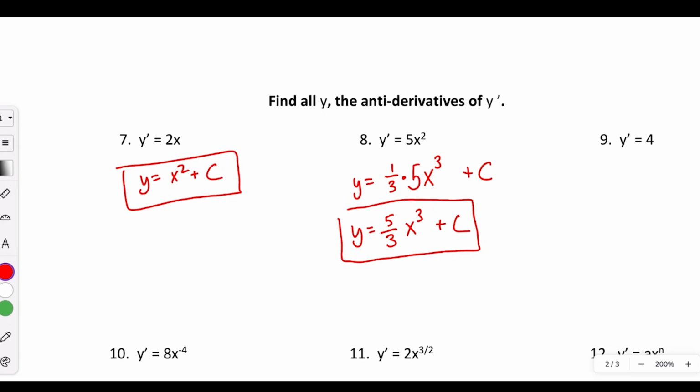Now let's do an easier one. That might have been too much right off the bat here. Let's do an easier one. We'll come back to that.